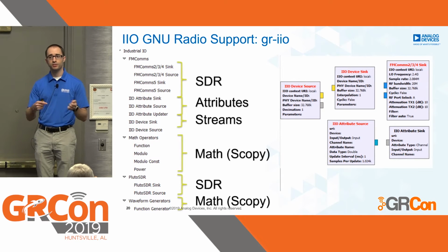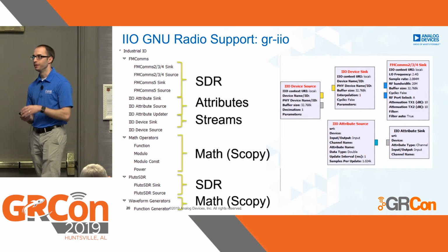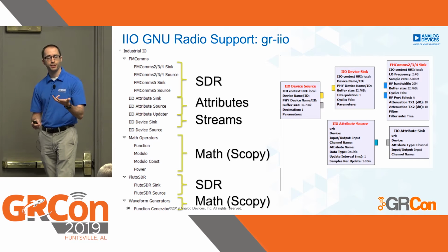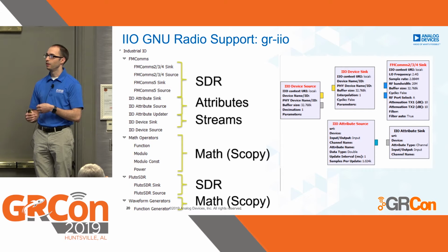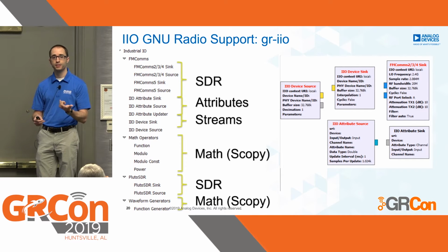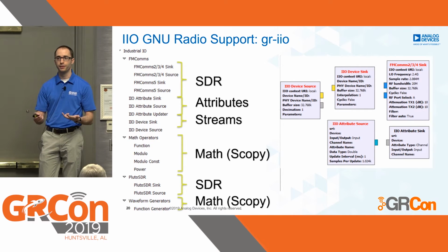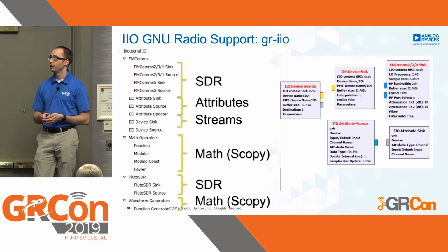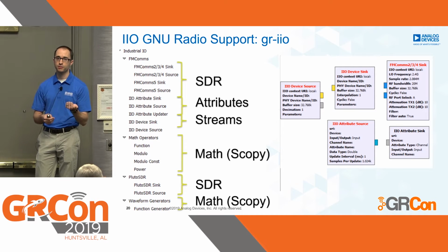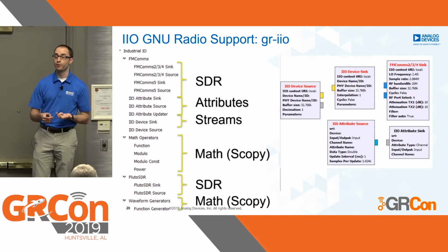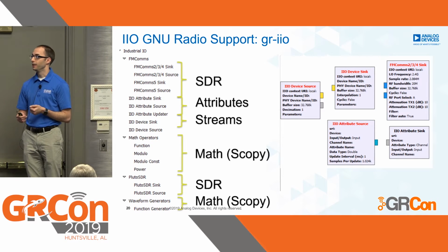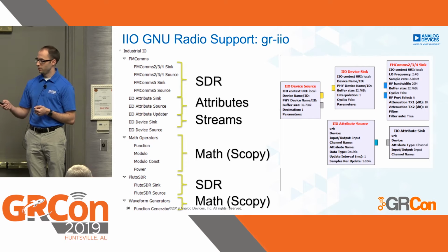Okay, now let's talk a little bit about the GNU Radio interface. When you install gr-iio, it will come with a number of blocks. These are SDR-specific blocks, device generic blocks. So if you have your own I/O device, you can use our generic blocks for that. We have attribute blocks, which are used for accessing device debug registers if you want to do that directly from GNU Radio. And then we have these kind of extra ones, these math blocks.